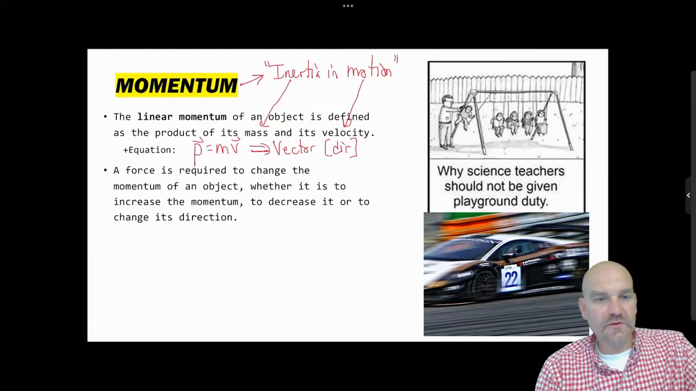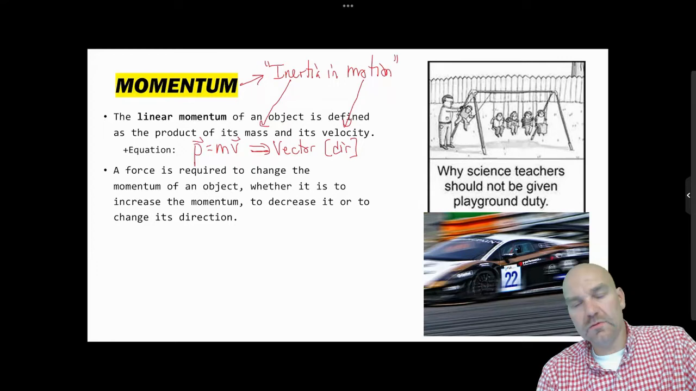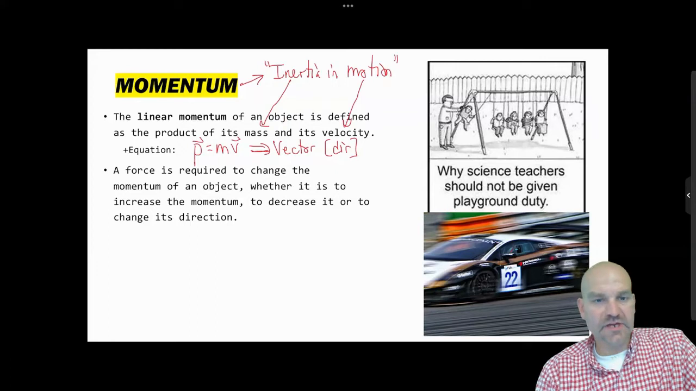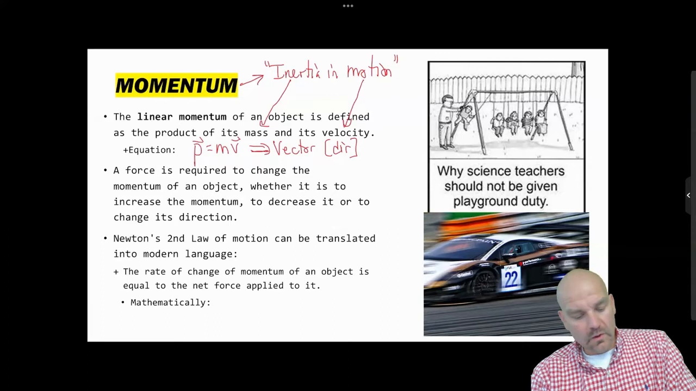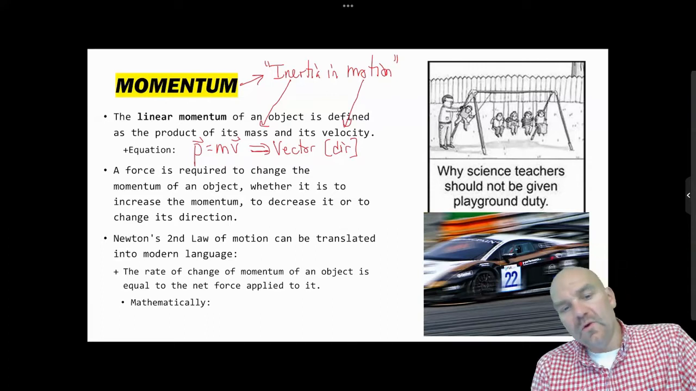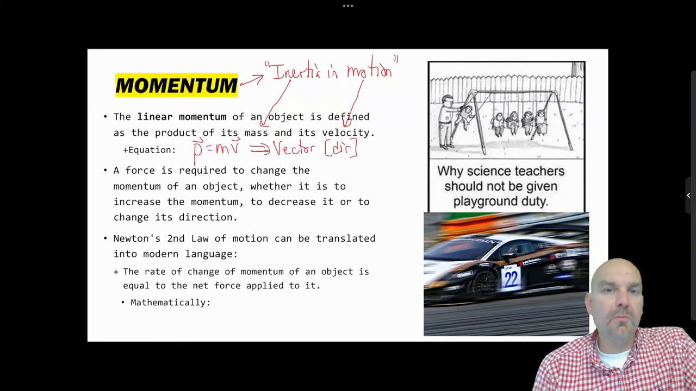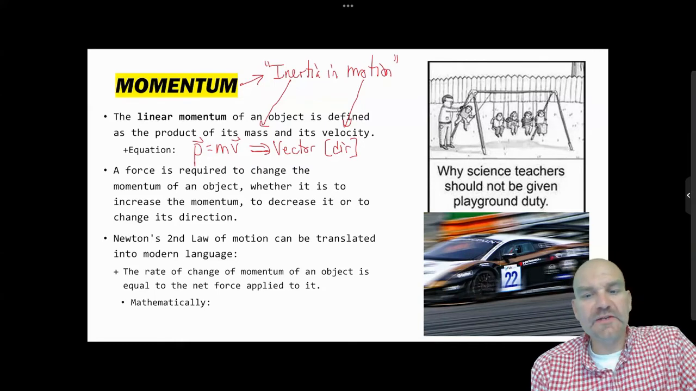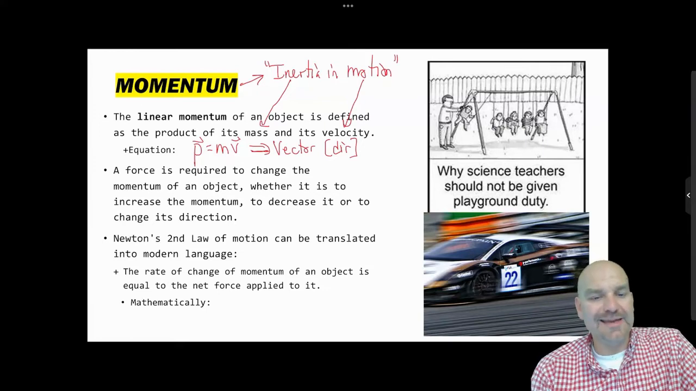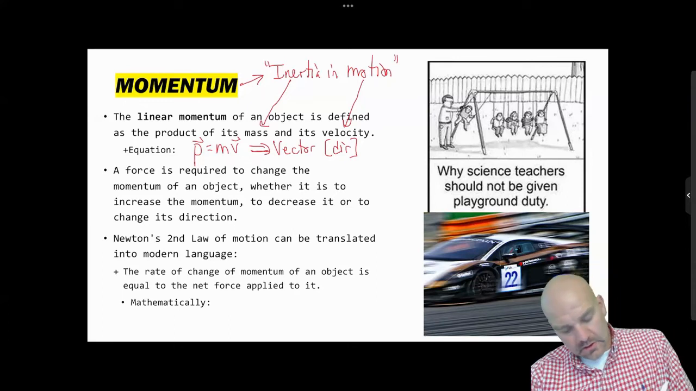Now, recall, a lot of this is a simple review from last year. We need to give the object a force to get it to change its momentum, because we want to change pieces of it. We're either going to increase it, decrease it, or change its direction. With force being brought into this, we can now translate Newton's second law into more modern language, which brings in the calculus piece. The rate of change of momentum of an object is equal to the net force applied to it.